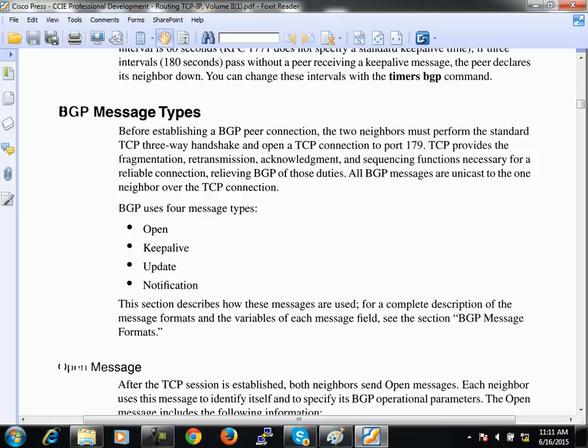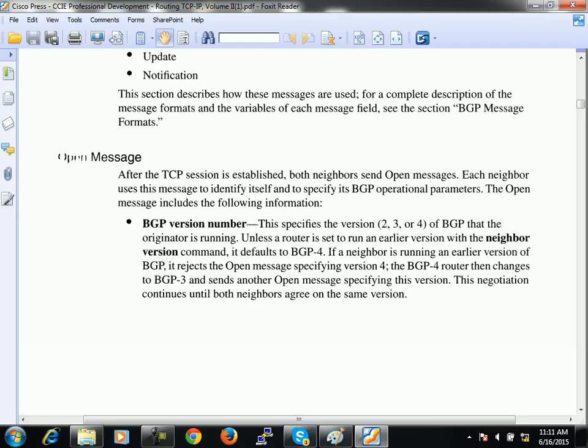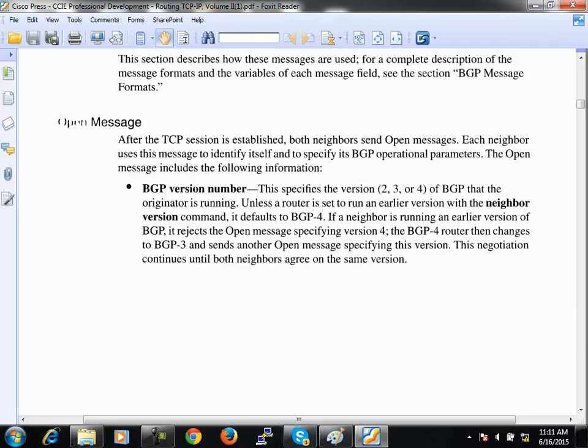BGP message types, as I said, there are only 4 types of messages: open, keepalive, update, notification. Open message: after the TCP session is established, both neighbors send open messages. Each neighbor uses this message to identify itself and to specify its BGP operational parameters. The open message includes the following information, like version 2, 3, 4. Currently we are using only version 4.